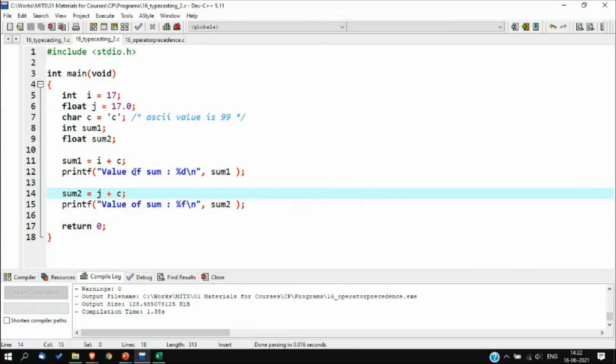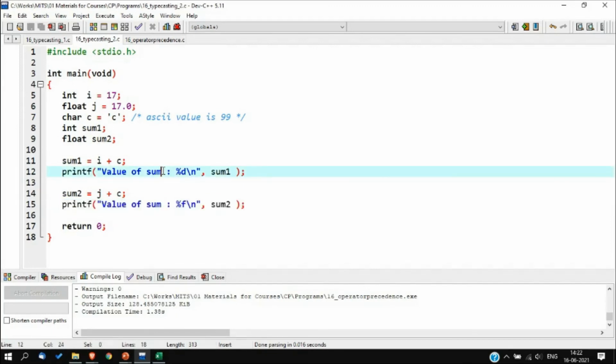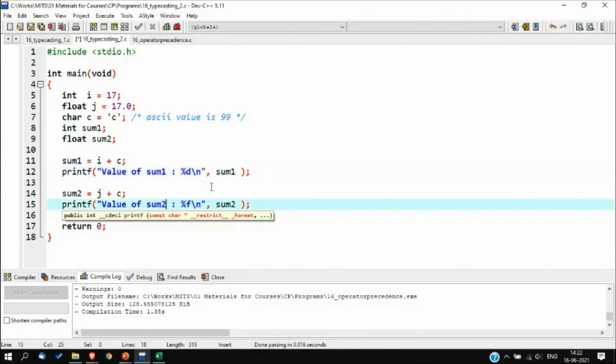So the corresponding float value will be 99.0. So C will be converted to 99.0. So plus J, that is 17.0. 99.0 plus 17.0 will give you 116.0. So here what will be printed? The value of the sum will be 116.00. So here we will put as sum 1 and here we will put as sum 2.